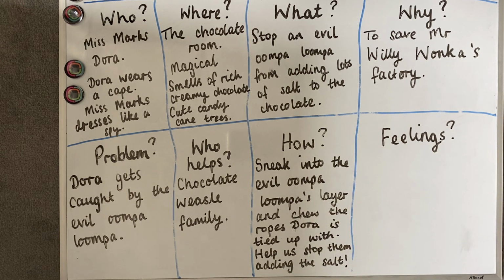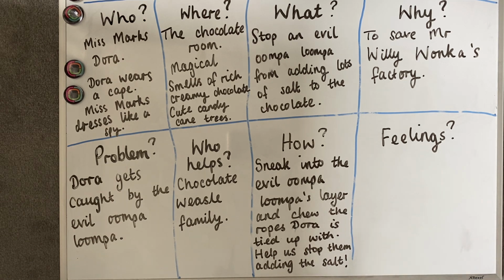There we go. So, how are my other characters going to come and help? They are going to sneak in to the evil Oompa Loompas' lair and chew Dora's ropes that she's tied up with to set her free, and then they will help us stop these evil Oompa Loompas adding salt into Mr. Willy Wonka's chocolate.